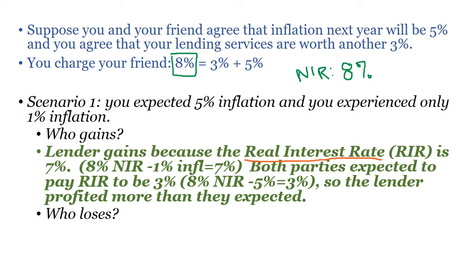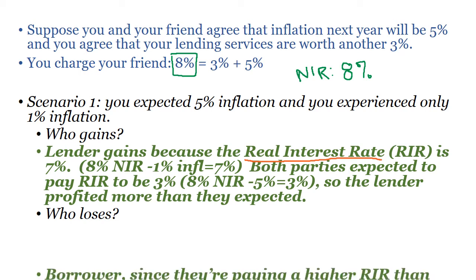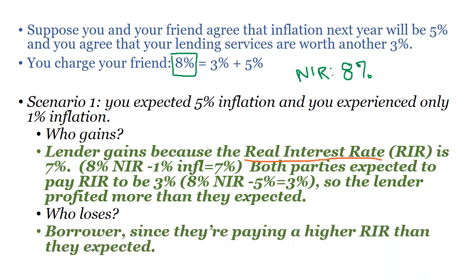But we were wrong. So you thought as a lender that you were going to get 3% profit, but you actually got 7% profit. So the lender benefits. They got paid back more than they thought they were going to get. Therefore, the borrower loses. They're paying a higher real interest rate than they expected. If they knew it was only going to be 1% inflation, they would have said, okay, you want 3% profit plus 1% inflation, then I only have to pay you 4%. But we didn't know what was going to happen, and you agreed to 8%.